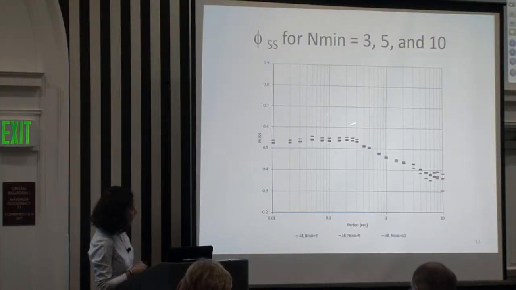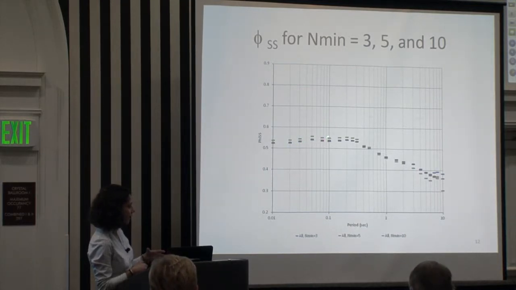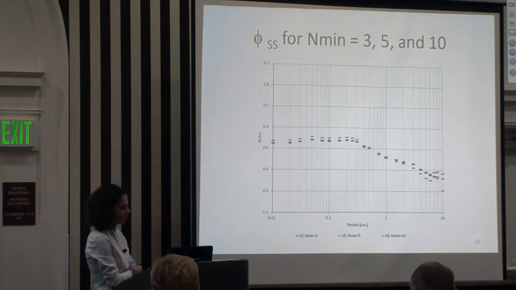So this is here a comparison of the FESS of the whole data, all the regions together, using n-min 3, 5, and 10. And you see 10 is slightly higher, but that's only because we don't have Taiwanese data anymore, which was bringing the FESS down because it was significantly lower than the rest of the regions.